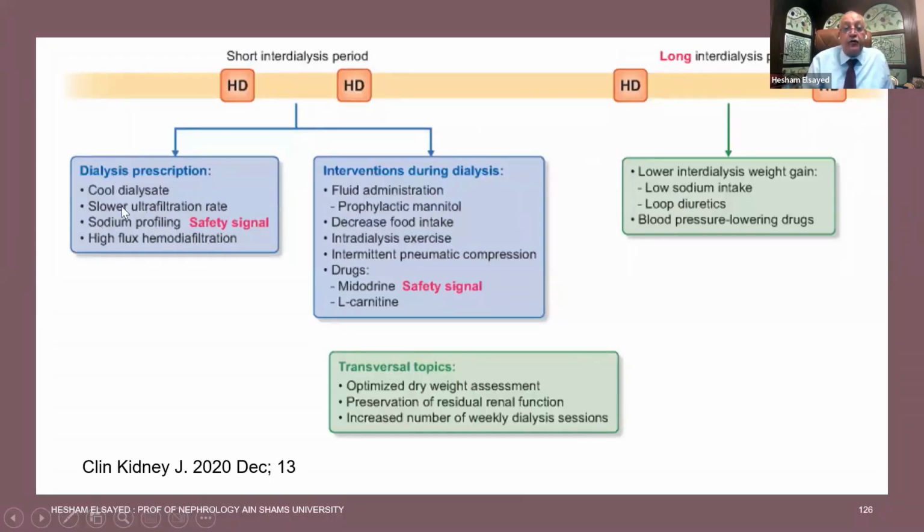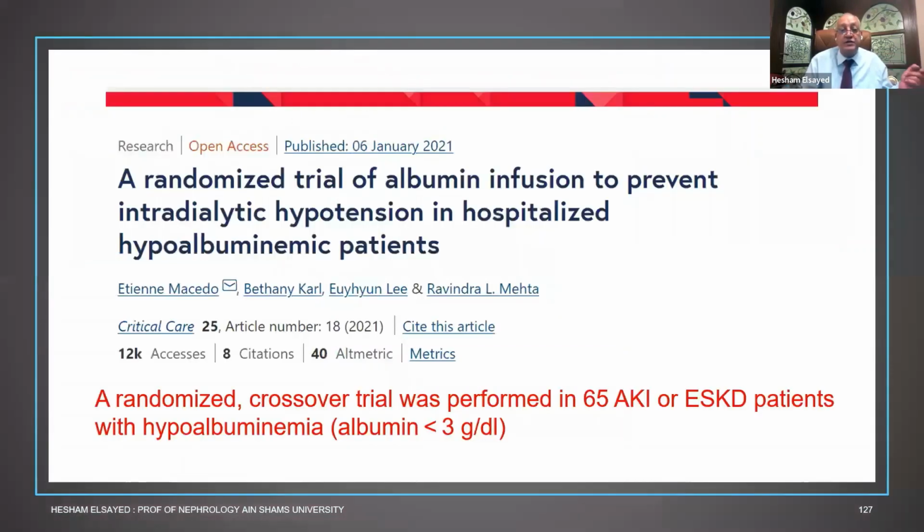Be careful, don't use sodium profiling. Don't increase sodium more than the physiological. Optimize your patient without the need to increase the conductivity to 140, for example, because this will be a vicious circle of hypertension followed by hypotension inside volume overload. You cannot remove excess water this way.